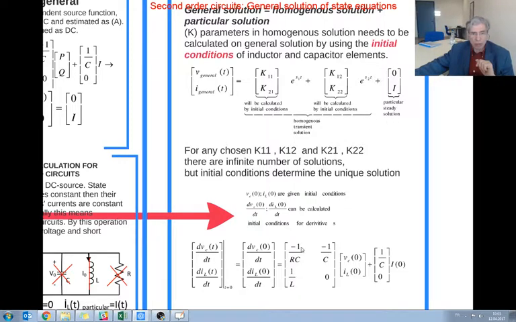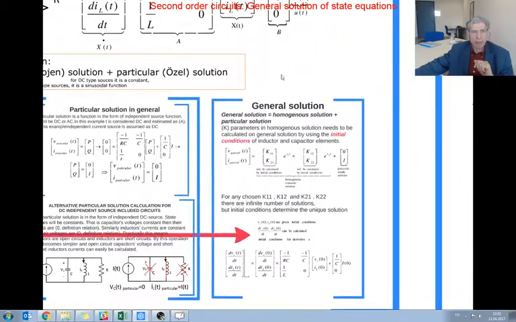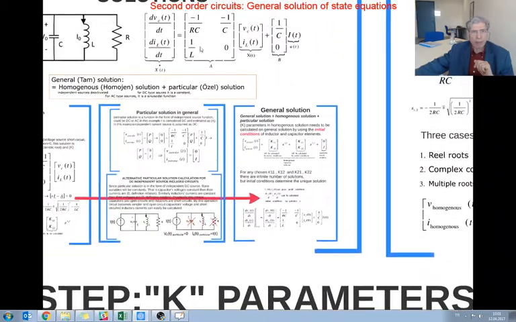Easy. So this is our differential equation. If you replace t with zero here, this becomes initial conditions. This column matrix becomes initial conditions, which is given. We know that. And this particular solution is known. This independent current source is known. This parameter is known. This parameter is known. That means when you replace t with zero, the right-hand side is known.